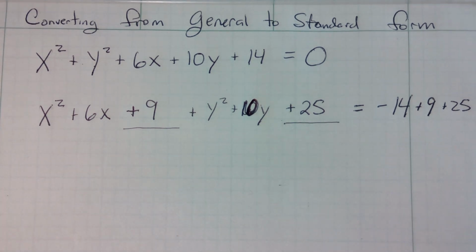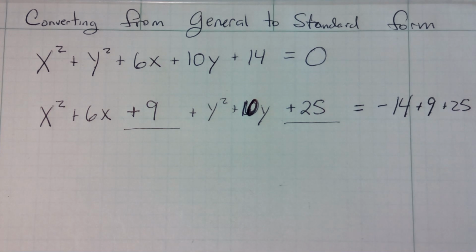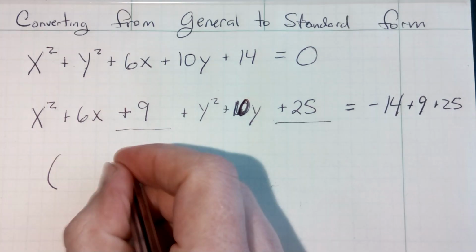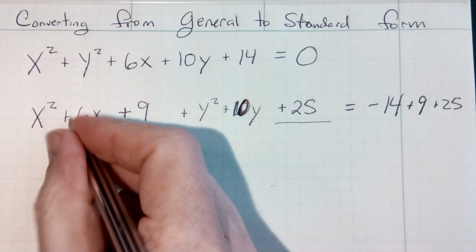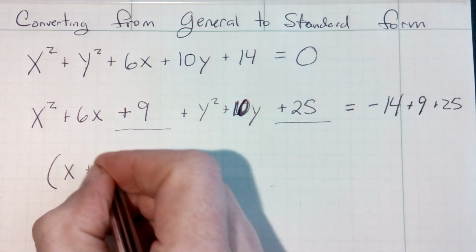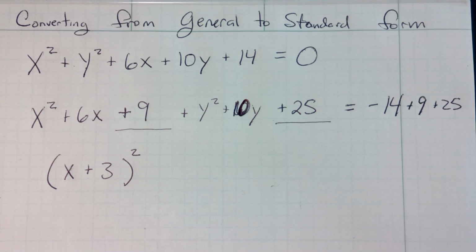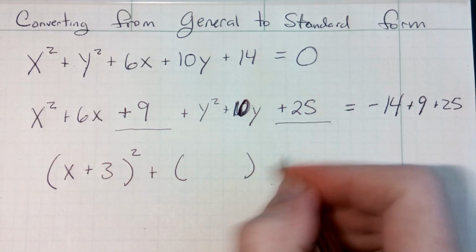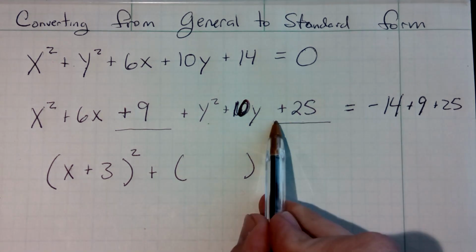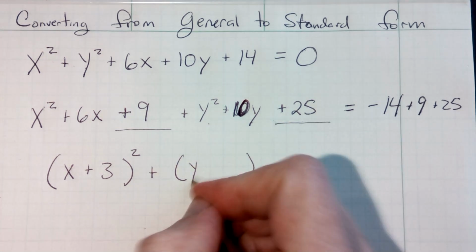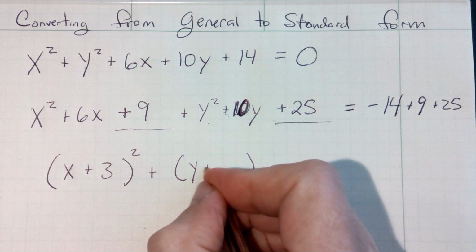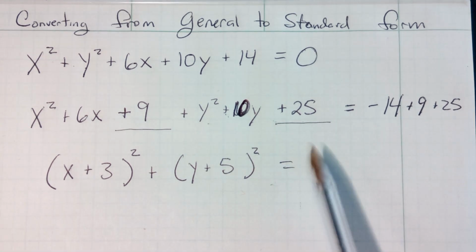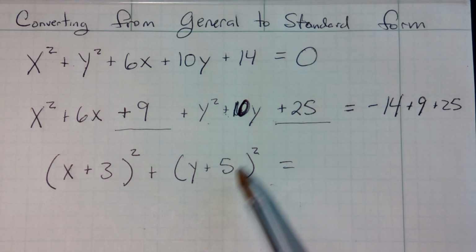Now, these first 3 terms are a perfect square trinomial. It's parentheses x, again, half of this term, plus 3, squared. Then I'm going to put a plus, parentheses, and again, these 3 terms are a perfect square. It's a y, again, plus half of that term, so plus 5, squared, equals, now remember, the 25 is this 5 squared.